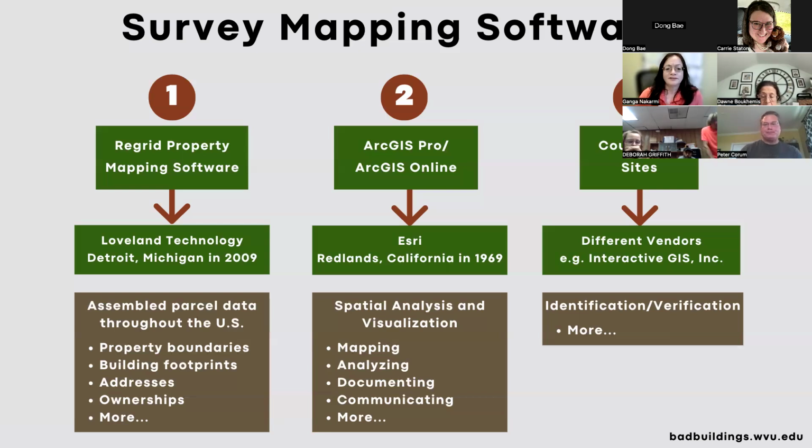And this will give us property boundaries, building footprints, addresses, ownership, etc. And the mapping tools, ArcGIS Pro and ArcGIS Online, are developed by Esri. Esri stands for Environmental Systems Research Institute, and it was developed in 1969. And this software is basically used for mapping, analyzing, documenting, communicating, and many more.